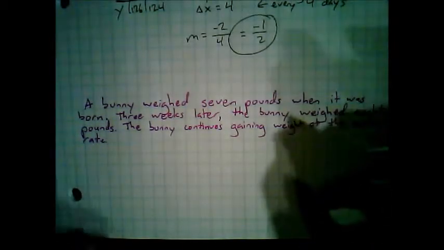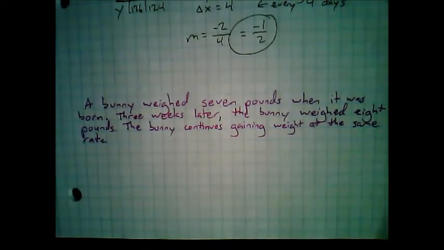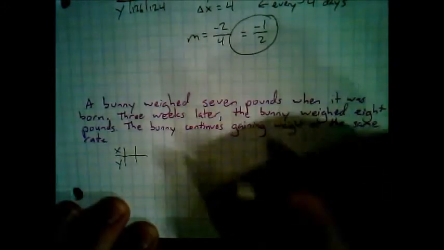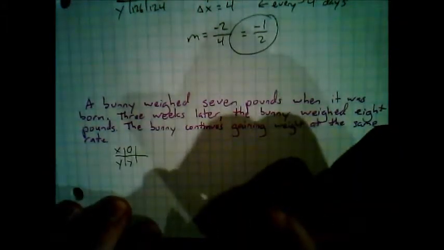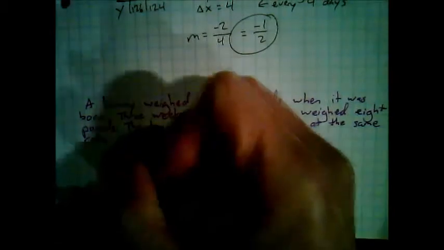So again, the things we need are our delta y and our delta x. Our delta y is how much weight is this bunny gaining? How much are we adding to this bunny's weight? And our delta x is, well, how frequently is that bunny gaining that amount of weight? So since it doesn't give it to us directly, I'm going to make myself a little table. Well, the bunny weighed 7 pounds when it was born. That means when it was born, when x equals 0, the bunny was 7 pounds. Then it says 3 weeks later, the bunny weighed 8 pounds.